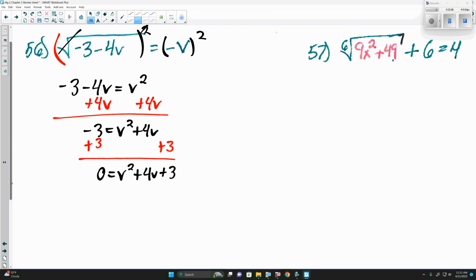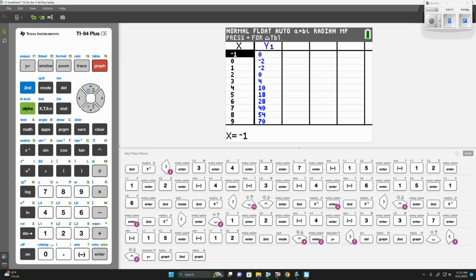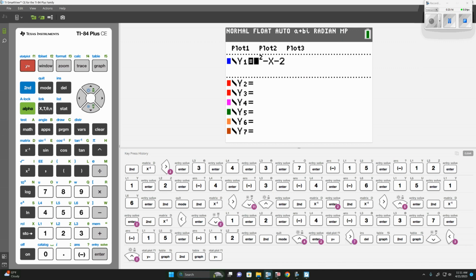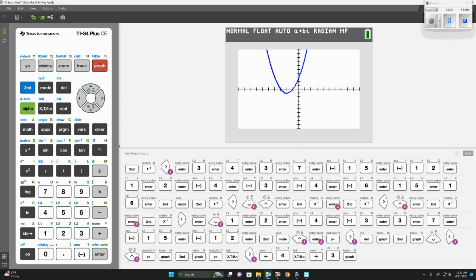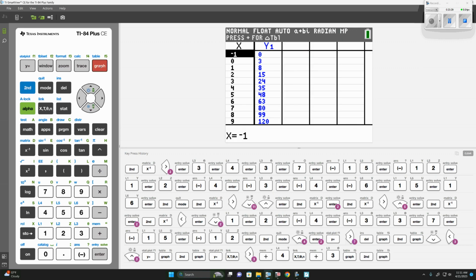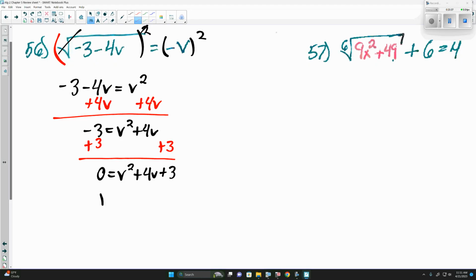Now at this point here, we could factor it, use the quadratic formula, or, most likely, probably going to graph x squared plus 4x plus 3. Graph. We do see that it crosses the x-axis in 2 spots. And if we look at the table, negative 1 and negative 3. So v, in our case, is negative 1, and v is negative 3. Any questions on how we found these two values before we check them?